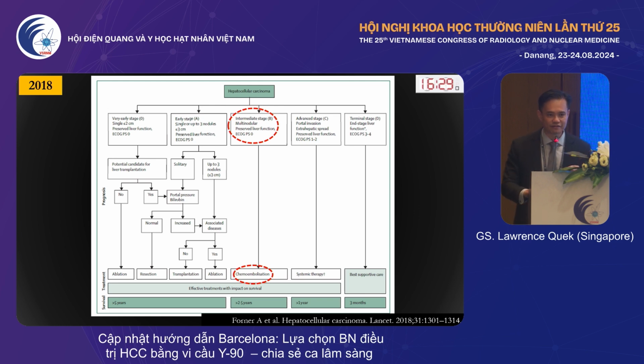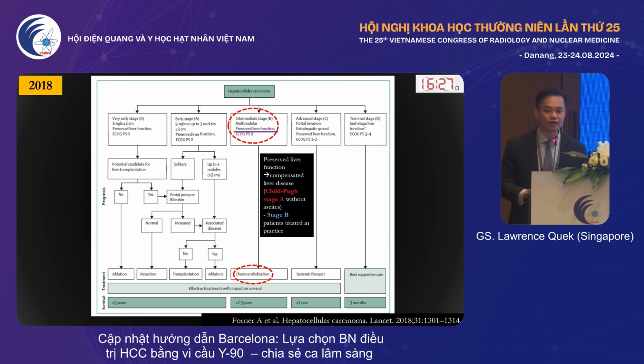However, there's a caveat. You must have good preserved liver function. So what is preserved good liver function? It is compensated liver disease, which is Child-Pugh A without ascites. But in clinical practice, we do have patients in stage B, Child-Pugh B, that are not really A, but we treat them with chemoembolization anyway because in the absence of getting systemic therapy, they have no therapy given for them.